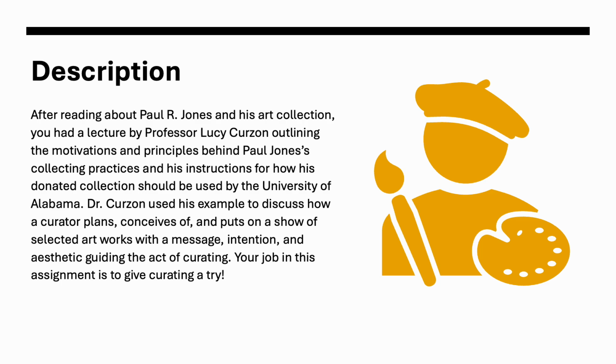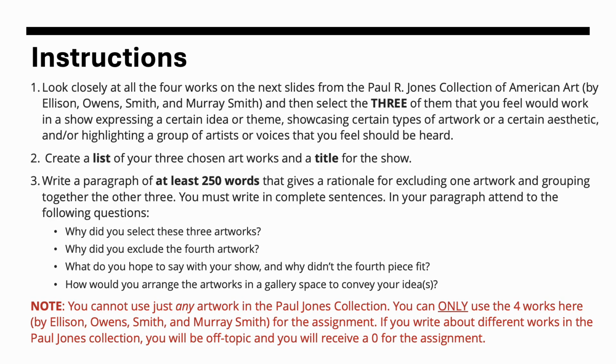Your job in this assignment is to give curating a try. The instructions for the assignment are as follows. Look closely at all the 4 works on the next slides from the Paul R. Jones collection of American art. They are by Ellison, Owens, Smith, and Murray Smith. And then select the 3 of them that you feel would work in a show, expressing a certain idea or theme, showcasing certain types of artwork or a certain aesthetic, and/or highlighting a group of artists or voices that you feel should be heard. Next, create a list of your 3 chosen artworks and a title for the show.